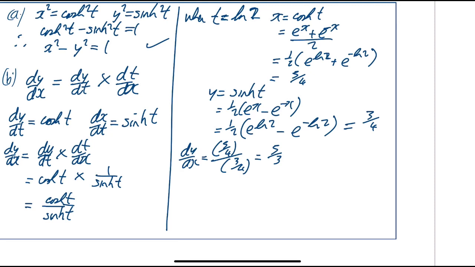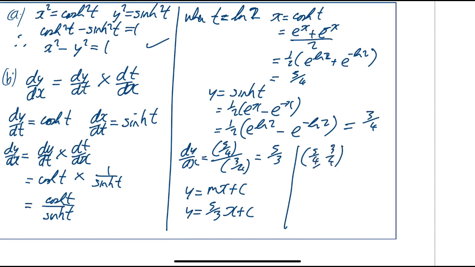Okay, let's just put that into y is equal to mx plus c. So that means y is equal to 5 over 3 x plus c. And then we're going to sub in the x value and the y value. So at the point where your x value is 5 over 4 and your y value is 3 over 4, what you're going to have is 3 over 4 is equal to 5 over 3 times 5 over 4, plus your constant. A wee bit of working out here, plus your y-intercept.